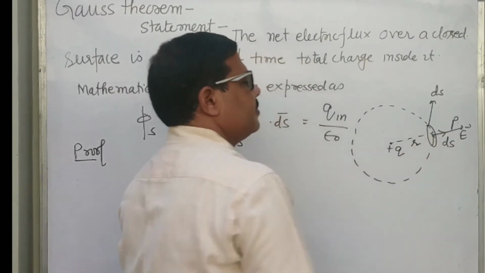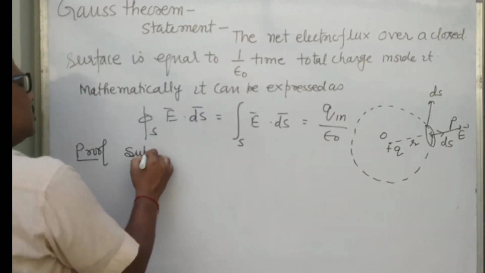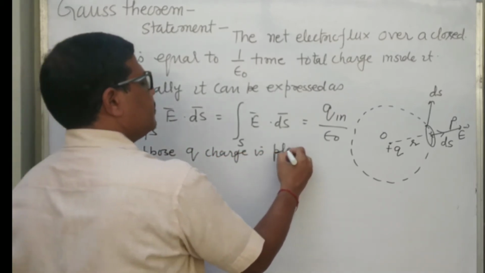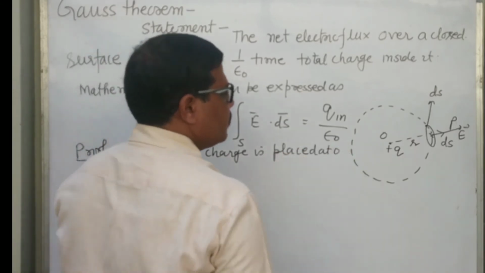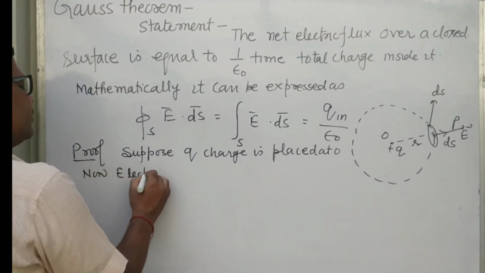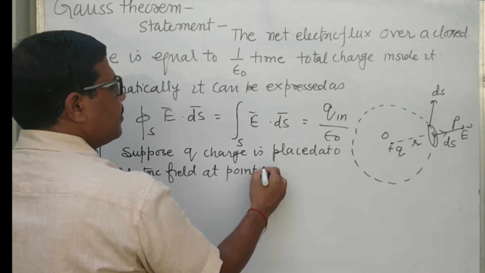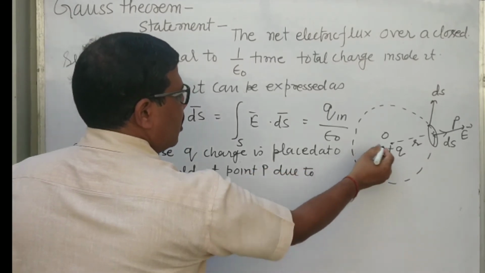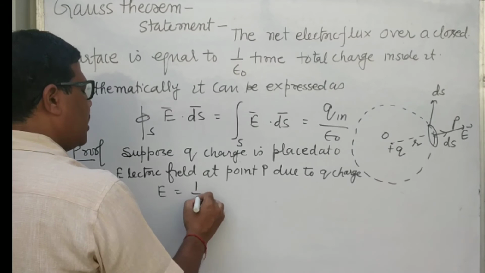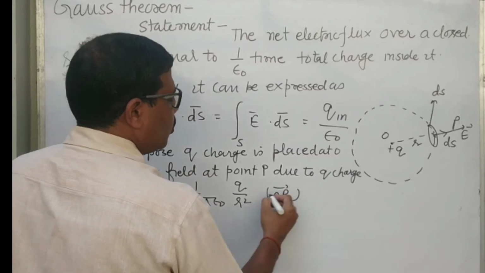This is r. Suppose this point is O. Suppose Q charge is placed at O. Now, the electric field at point P due to plus q charge, E equals 1 upon 4 pi epsilon 0 q by r square. The direction is along O to P.